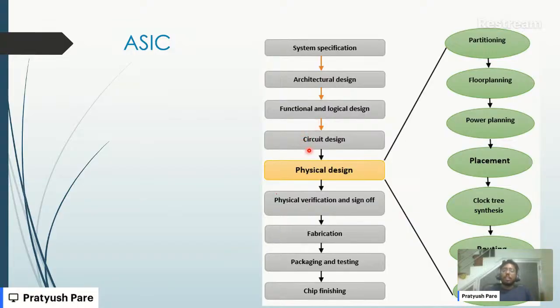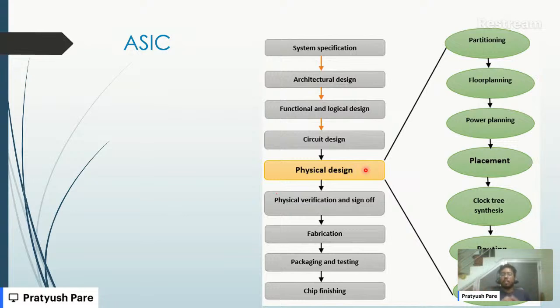Then we have a very important step in ASIC. We talked in the first session as well, physical design. That is the heart of VLSI. Physical design involves many steps like partitioning, floor planning, power planning, placement, clock tree synthesis, routing, timing closure. If we go into the depth of these things, it will consume a lot of time. But on a top level view, physical design is constructing a design on your chip.